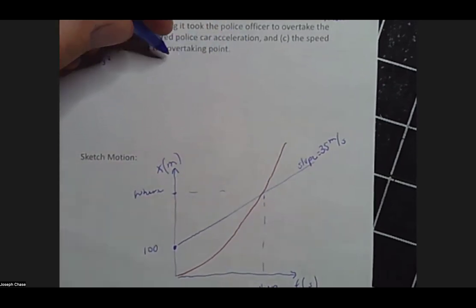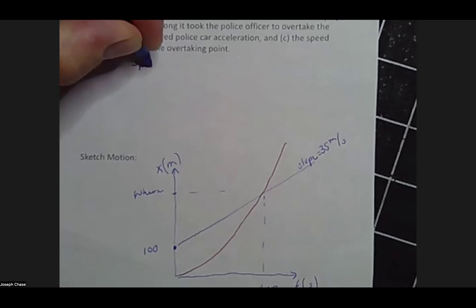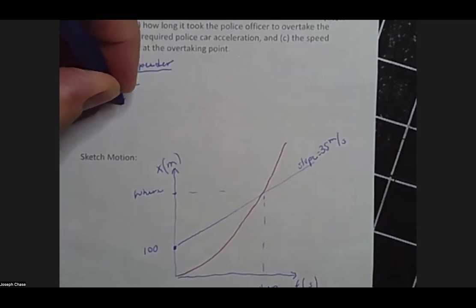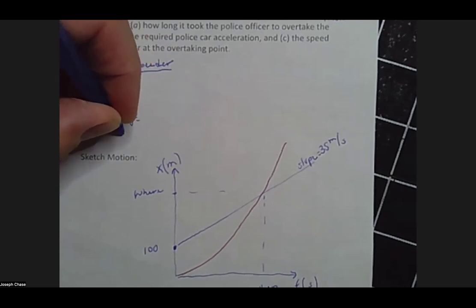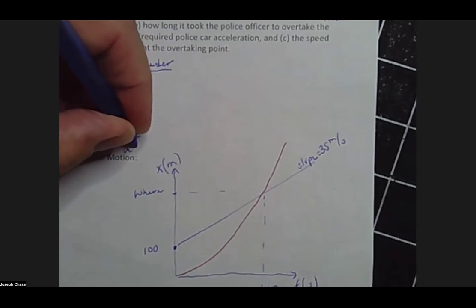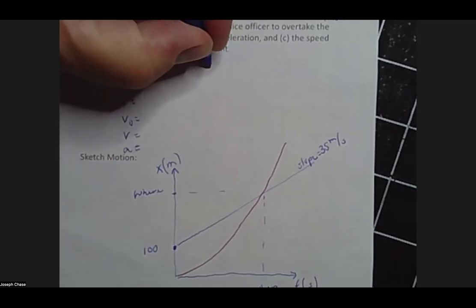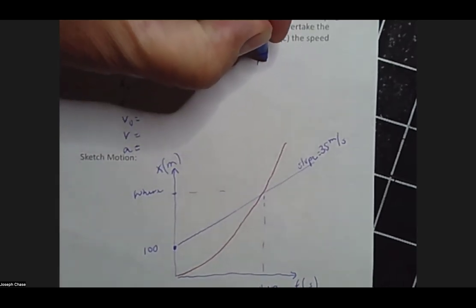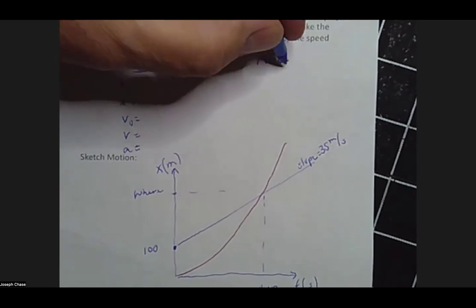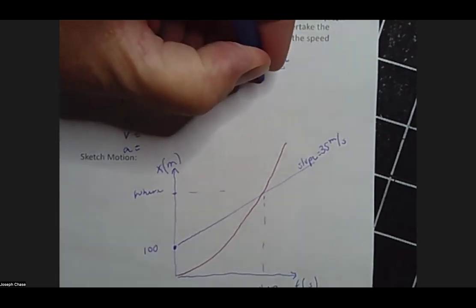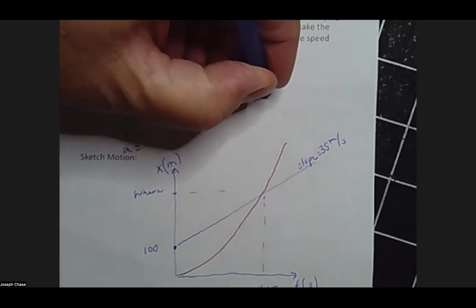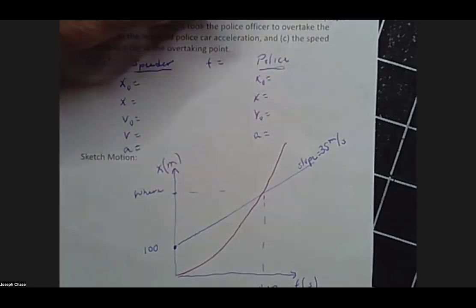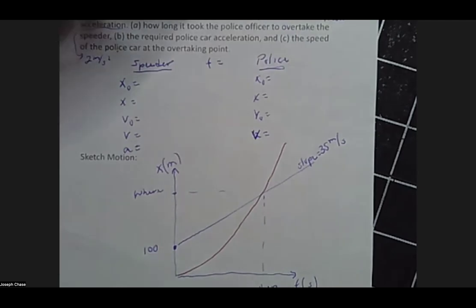So what we need to do is do an equation of motion for each object. So the speeder, and we're going to list the variables: initial position, final position, which we don't know, initial velocity, final velocity, and acceleration. And I'm going to put time over here because time is something they both have in common. So we'll do the same thing for the police: initial position, final position, which we don't know, initial velocity, final velocity, and acceleration.